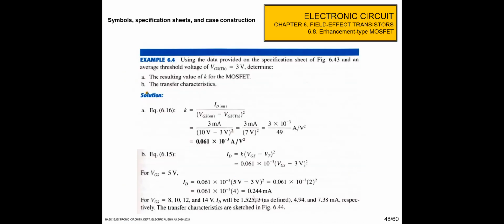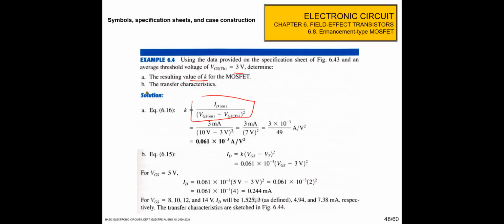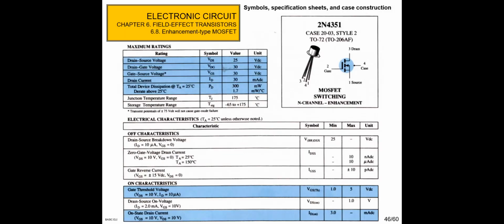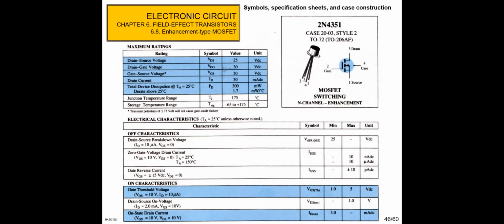Okay. So this is one example of enhancement type using the data provided on the specification sheet. Draw, the VGS threshold is 3 volt. What is the K? So the K is this equation, ID on per (VGS on minus VGS threshold) quadrat, and this is given in the specification sheet here. So ID on here is 3 milliampere.